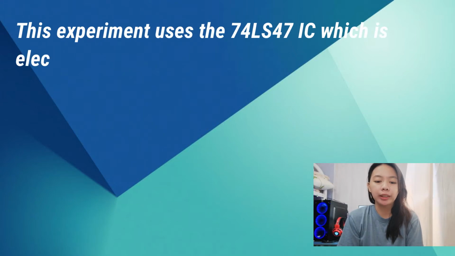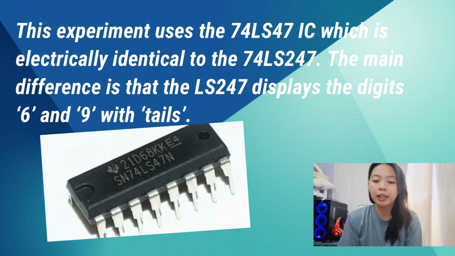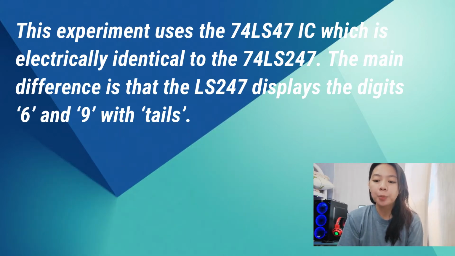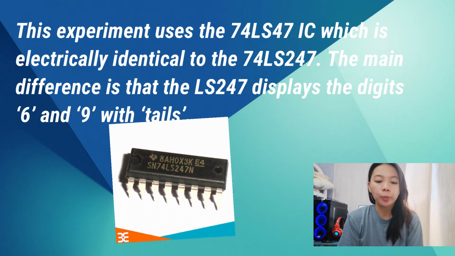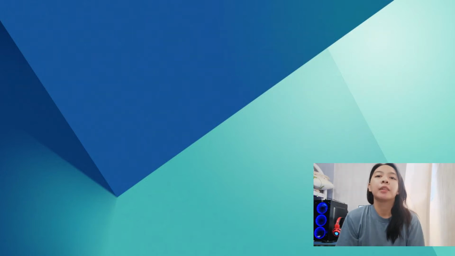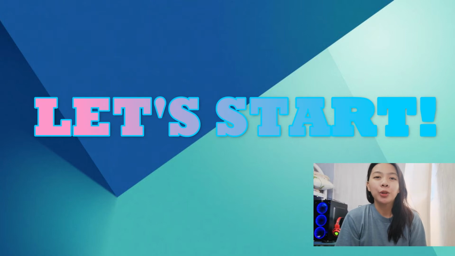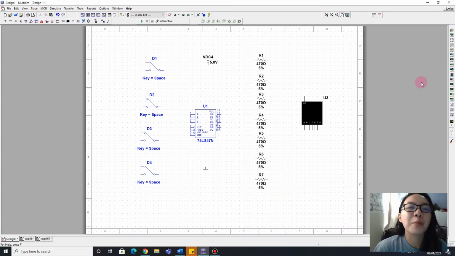This experiment uses the 74LS47 IC, which is electrically identical to the 74LS247. The main difference is that the LS247 displays the digits 6 and 9 with tails. So now, let's do it in our Multisim simulator. Let's go! Hello everyone, we are here again in the Multisim simulator for our experiment number 16.